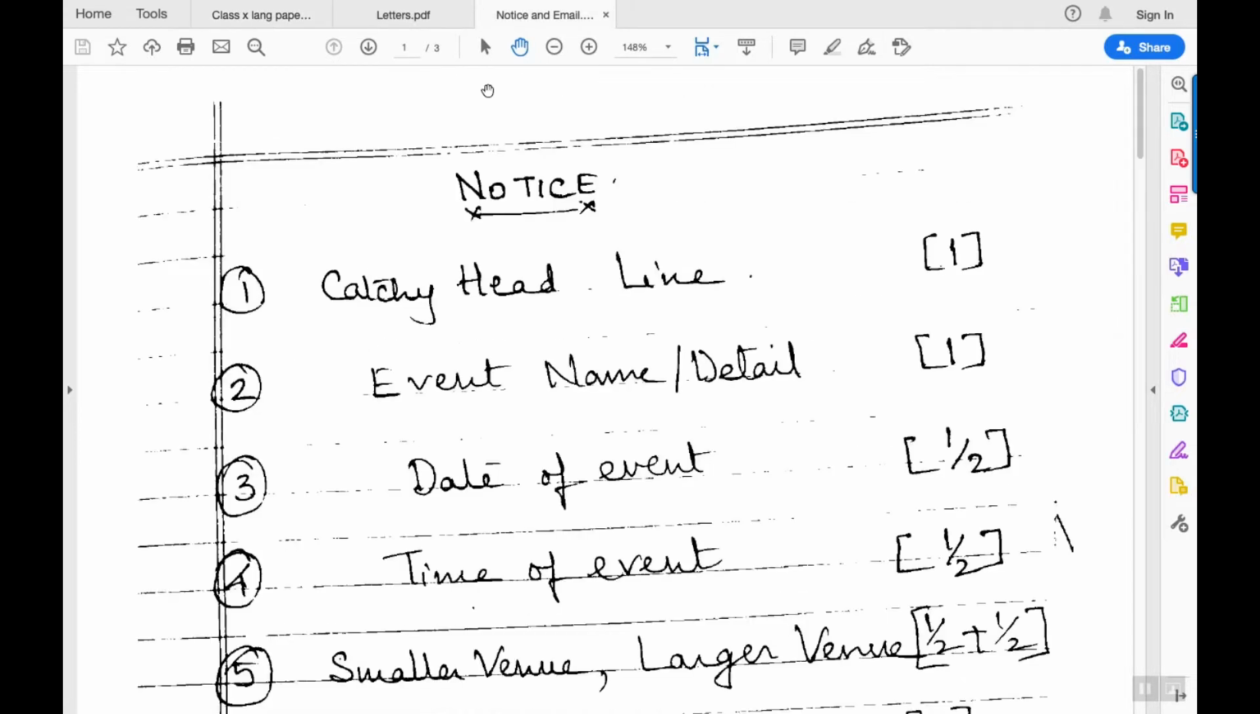Coming to the notice and email, the first thing that a notice should have is a catchy headline, and it should relate to the event. I mean, it should not be a headline just for the heck of it. There must be some connection with the event. Note, this is 1 mark. So if you don't write it or if you write it wrong, you get a 0 here. What is the name of the event? Or if there is no name, then the detail of the event. For example, debate: inter-school debate contest. So there is no name for the event, so you will write inter-school debate contest.